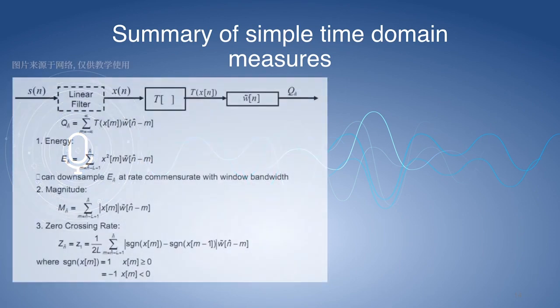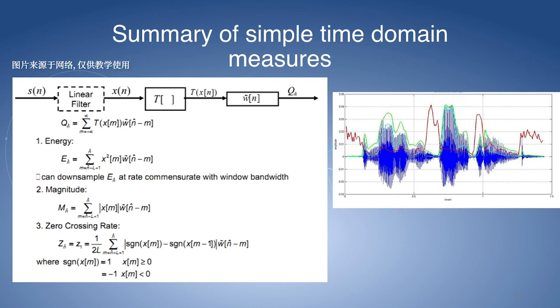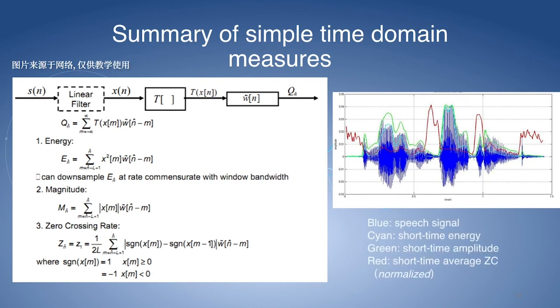This slide shows a summary of simple time domain measures, including short-time energy, magnitude, and zero crossing rate. There are also other forms of short-time parameters, for the frequency analysis of speech signals in short-time intervals. A segment of speech signal and its normalized short-time energy, short-time magnitude, and short-time zero crossing rate curves are shown in the figure.